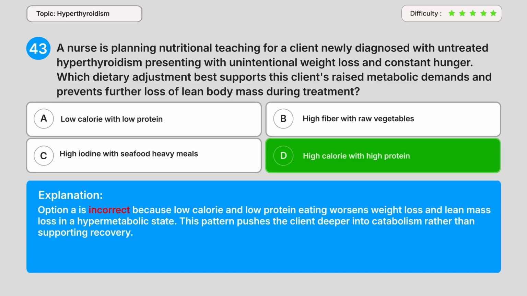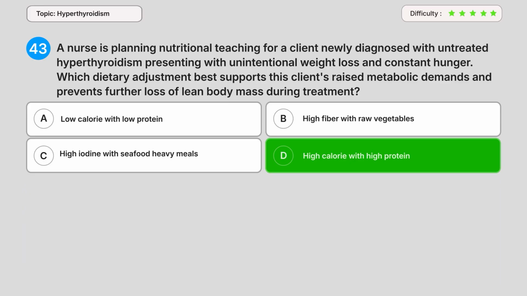Option A is incorrect because low-calorie and low-protein eating worsens weight loss and lean mass loss in a hypermetabolic state. This pattern pushes the client deeper into catabolism rather than supporting recovery.